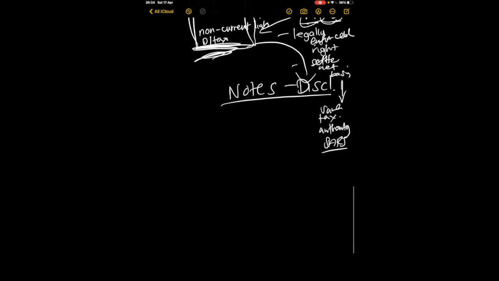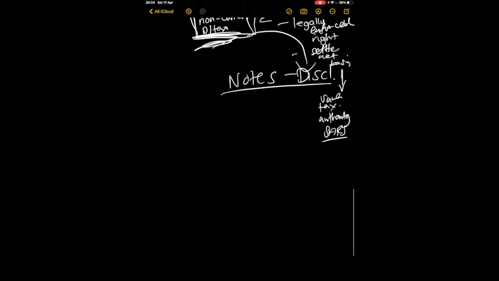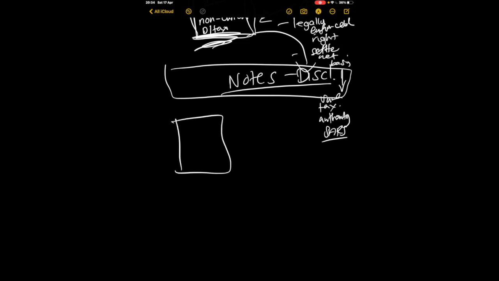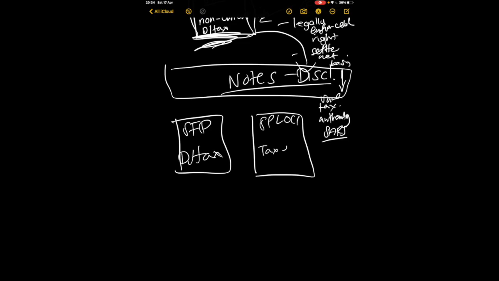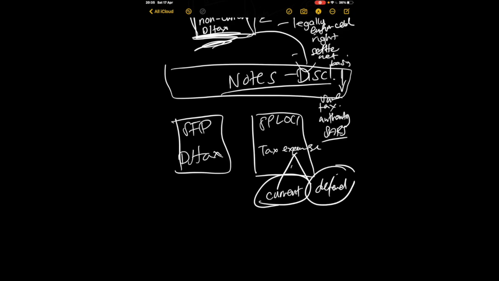Okay, now if we think about our financial statements, let's think about what should be in our note disclosure. Where do we see deferred tax? We see deferred tax on the statement of financial position. And on my statement of profit or loss and other comprehensive income, we see our tax expense. Remember, our tax expense includes both current and deferred tax.